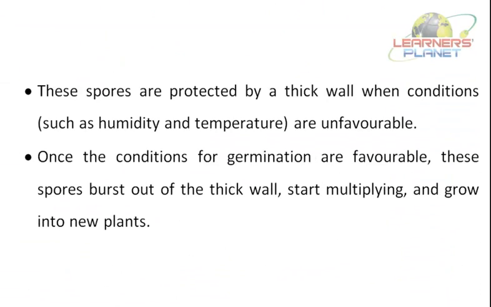These spores are protected by a thick wall when conditions such as humidity and temperature are unfavorable. Once the conditions for germination are favorable, these spores burst out of the thick wall and start multiplying and grow into new plants. So in this way, many ferns and mosses, which are known as lower plants, reproduce asexually by the process of spore formation, because they do not have roots, they do not have flowers, and they do not have seeds. So they multiply with the help of spores. Right? So this was all about asexual reproduction.